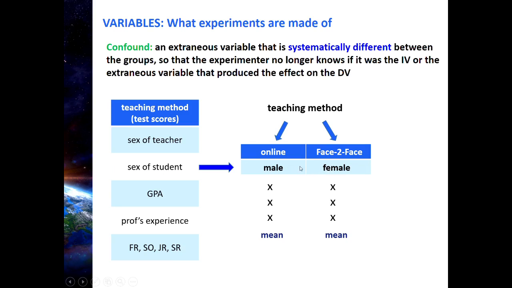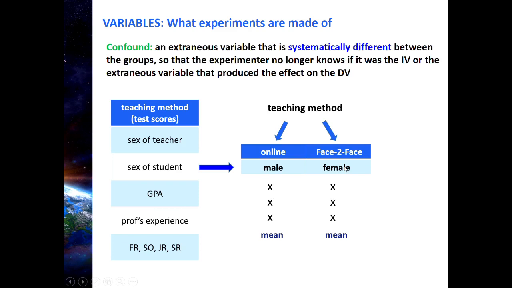Think of it this way. Confound rhymes with dumbfound. We are now dumbfounded. This extraneous variable has become a confound because it now dumbfounds us. We no longer know if the difference between the means is because of the independent variable or because of this confound. All right?